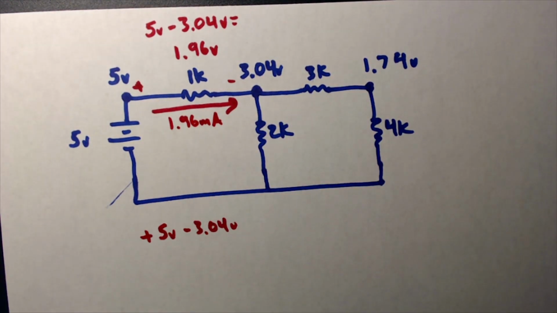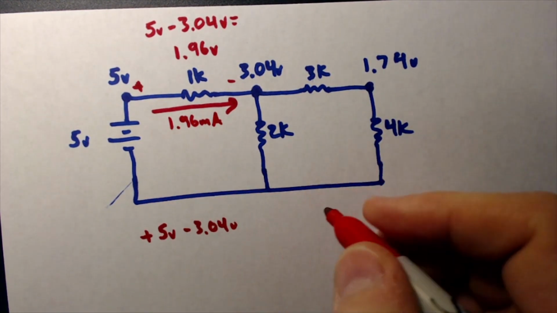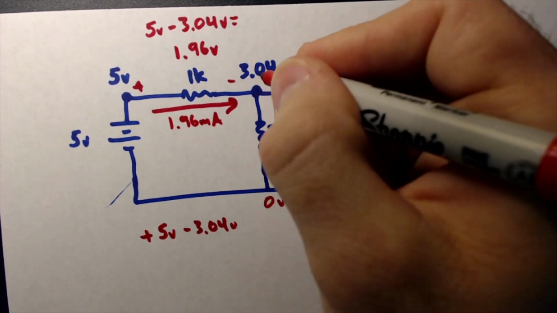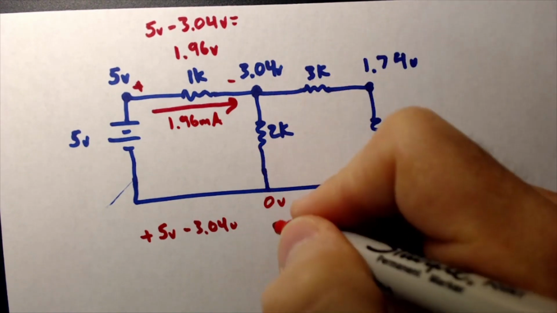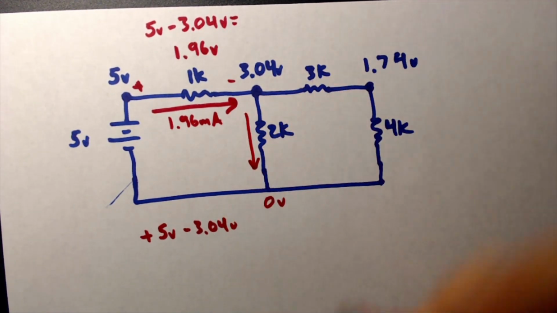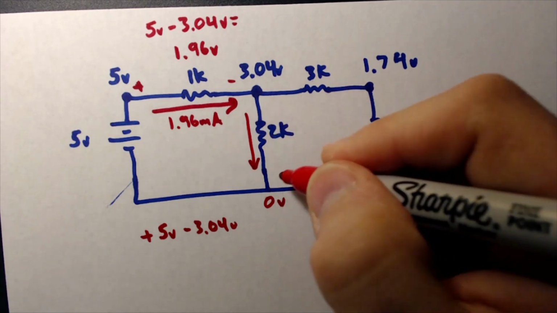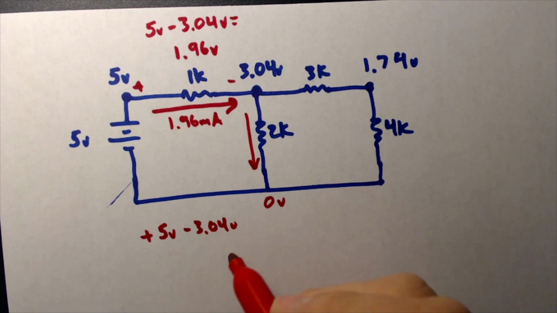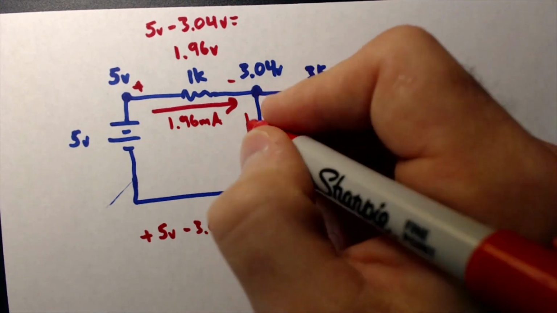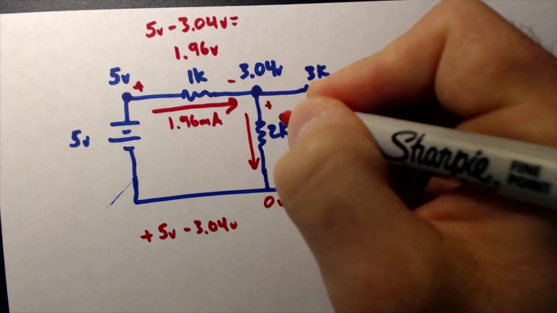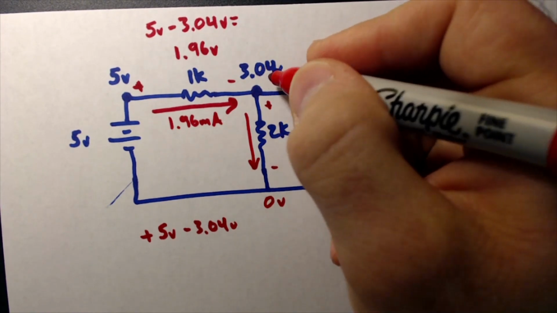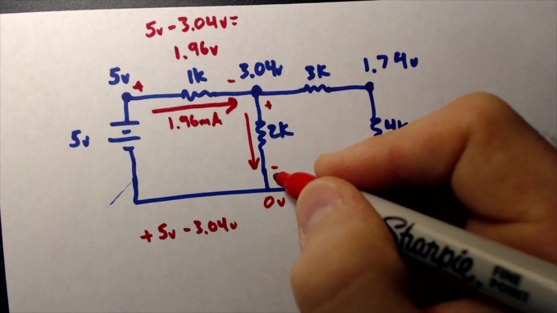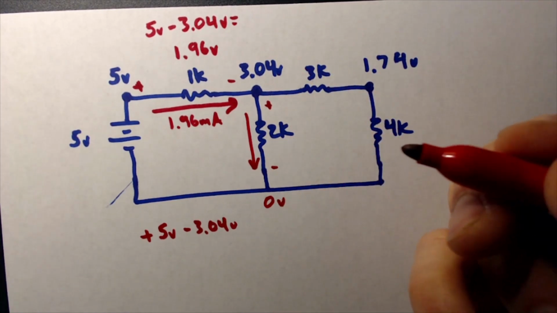Cool. Okay. We did call this 0 volts. So if we look at this 2K again, 3.04 is higher than 0, so the current's going down, and the voltage drop across the 2K is just 3.04 volts. And again, that little trick also works here, of course. So current always goes from higher to lower, plus 3.04 minus 0 gives us 3.04.